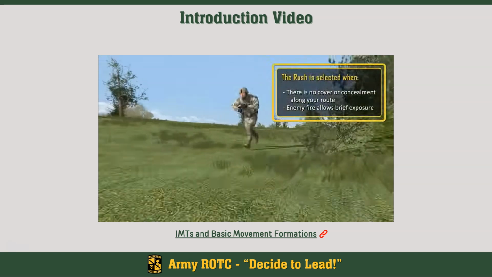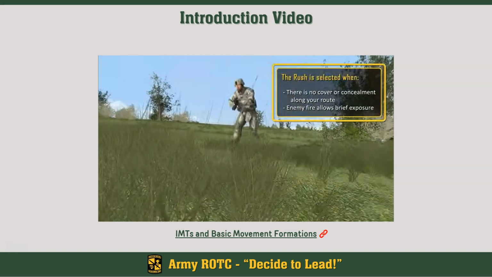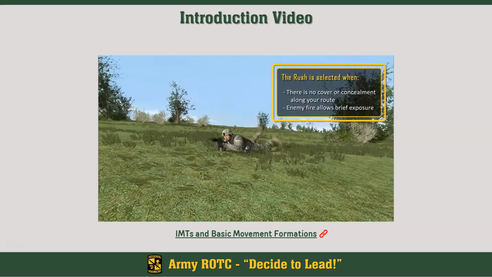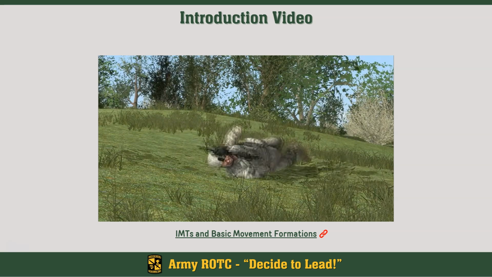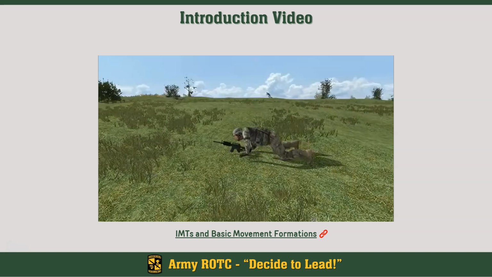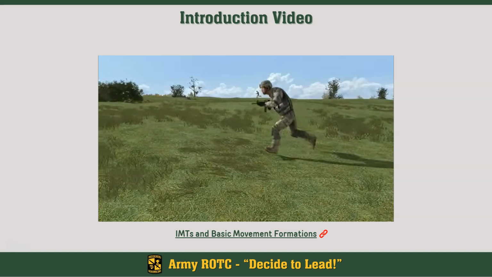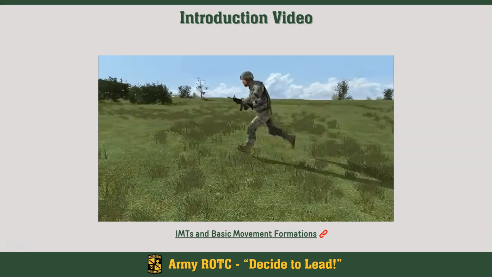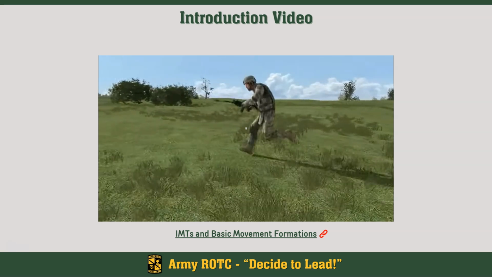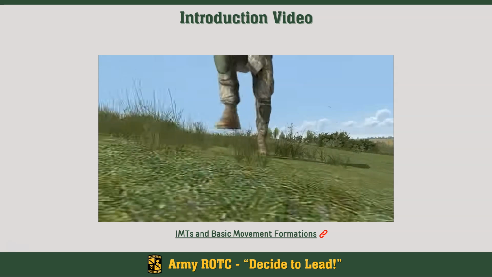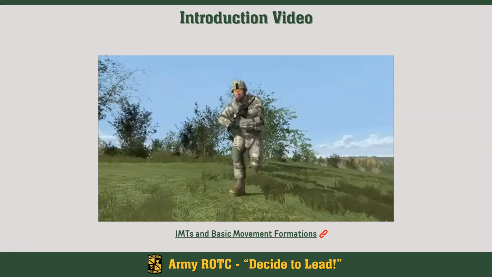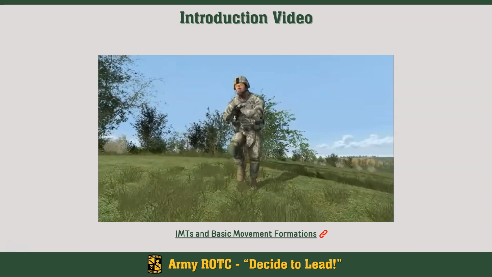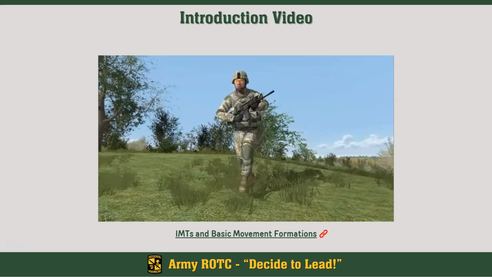The rush is selected when there is no cover or concealment along your route and/or enemy fire allows brief exposure. Roll or crawl away from your current firing position. Raise your body by straightening your arms and springing to your feet. Run to your next position, keeping the distance short and trying not to stay on your feet longer than 3 to 5 seconds so the enemy cannot track you with automatic fire or bring accurate fire onto you.